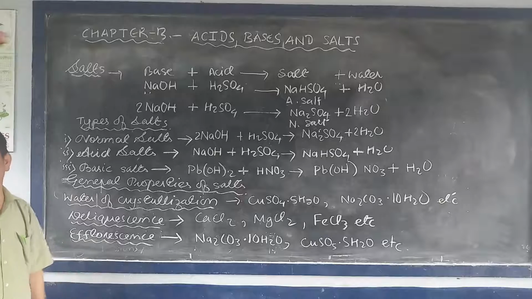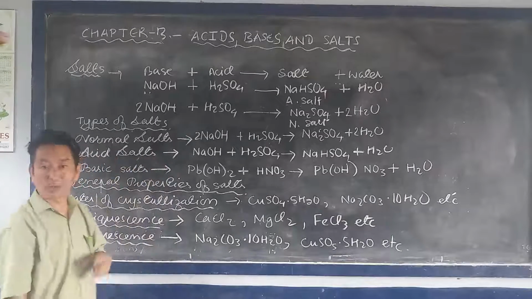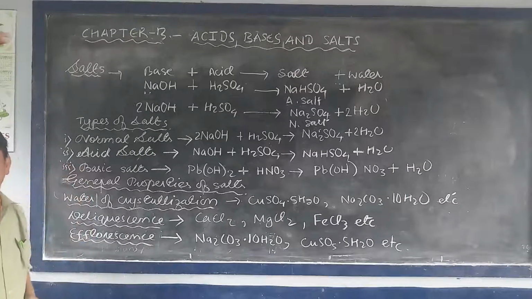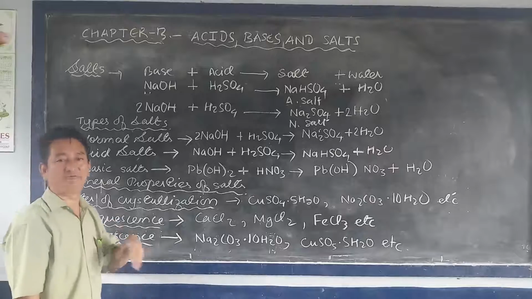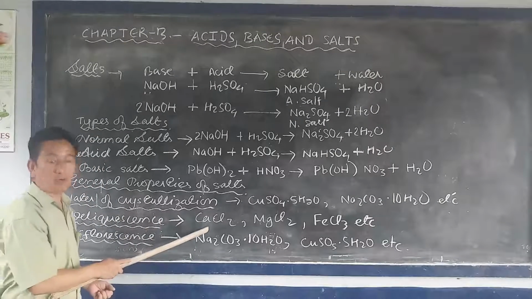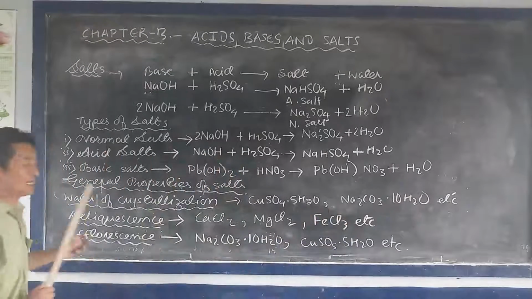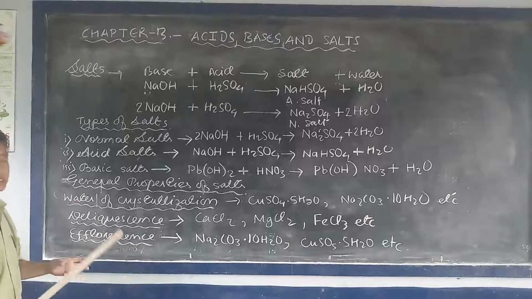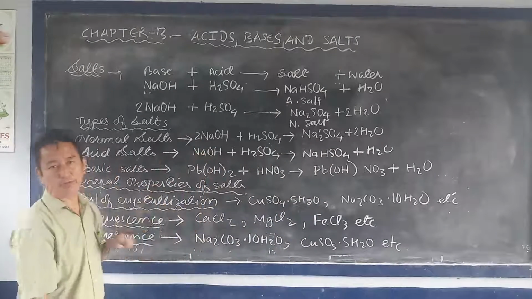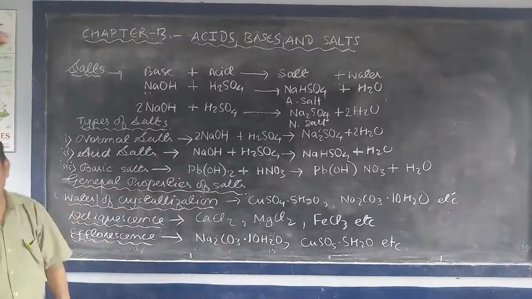Next, deliquescence. Deliquescence is the property of substances in which, when they are exposed to air, they absorb moisture from the air and become wet and finally get dissolved in the absorbed moisture. Here, calcium chloride, magnesium chloride, ferric chloride, etc. are deliquescent substances. When these substances are exposed to air, they absorb moisture from the air and become wet and finally get dissolved in the absorbed moisture.